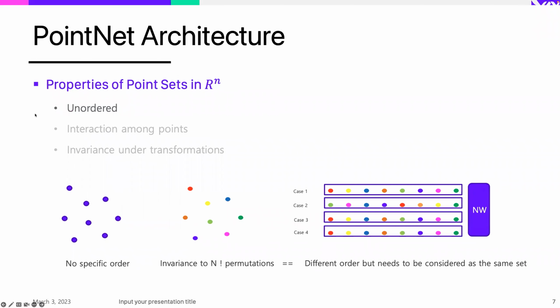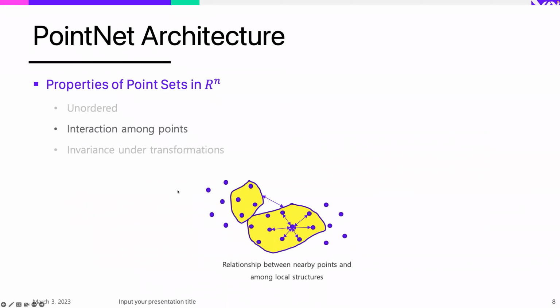Unordered means that the point cloud is a set of points without specific order. A network that consumes n 3D point sets needs to be invariant to the n! permutations of the input set in data feeding order. Points in point clouds are not isolated, and neighboring points form a meaningful subset. So the network has to learn the relationships between nearby points and the interaction among local structures.